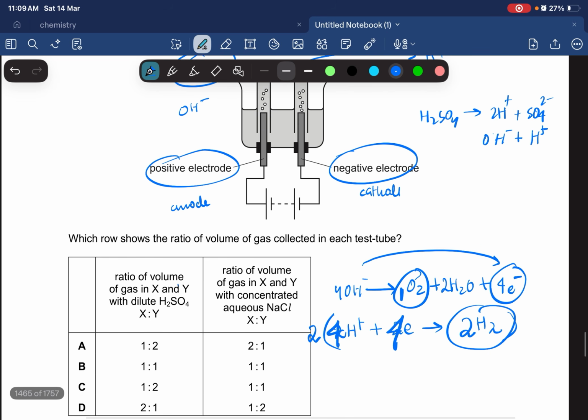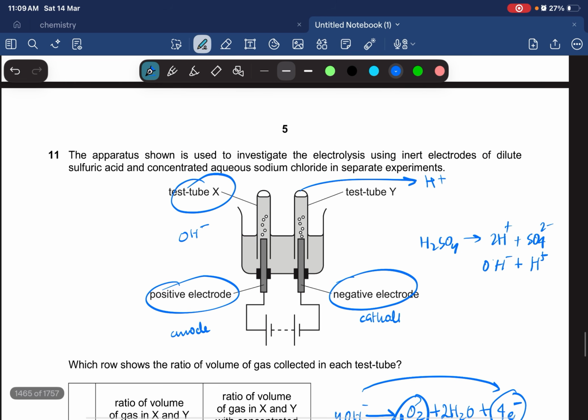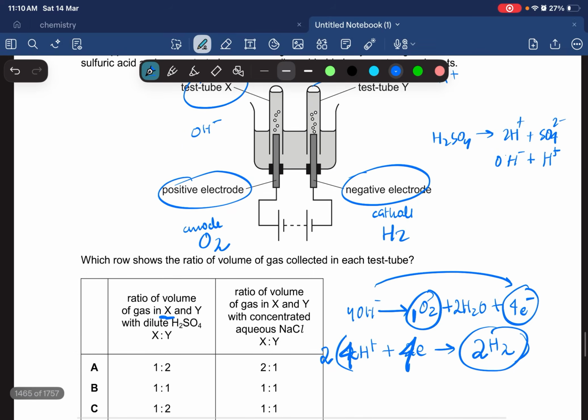So the ratio of volume of gas in X, what is X? X is your anode. At the anode you have oxygen and at the cathode you have hydrogen. So the ratios are quite simple.